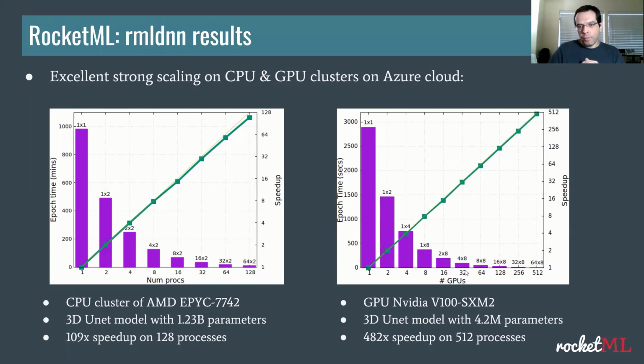And in another experiment, we ran on a cluster of NVIDIA GPUs of type Tesla V100. These are machines with 8 GPUs per node, and we went up to 64 of those. So 64 times 8 GPUs, 512 GPUs, to train a 3D UNet model with fewer parameters, a smaller network in this case, 4.2 million parameters. And we reached a very good speedup of 482 times on 512 processes. Again, as these green lines show, pretty close to linear. So it just shows the high performance and the very good scalability that RML-DNN is capable of offering.